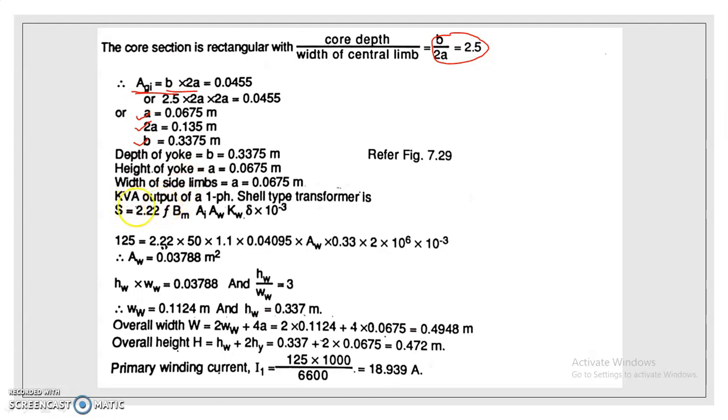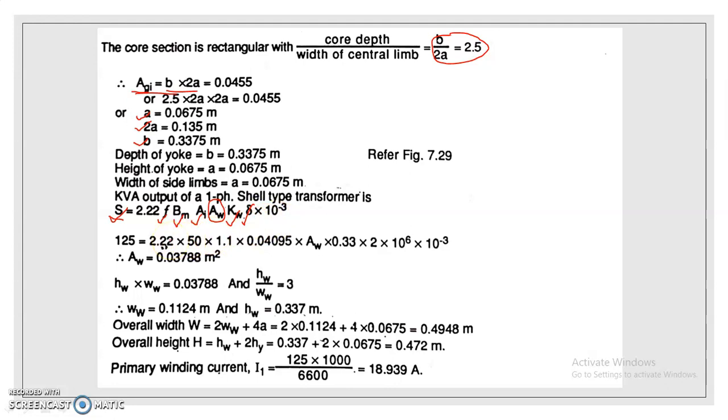Now go for the output equation of the single phase transformer, that is S equals 2.22 F BM AI AW KW del into 10 raised to minus 3. Out of that, we know the rating of the transformer, S, given as 125 kVA. Frequency F is known, BM is known, AI is known. The remaining unknown is AW. KW, the window space factor, is 0.33, given. Del, the current density, is also given, into 10 raised to minus 3.